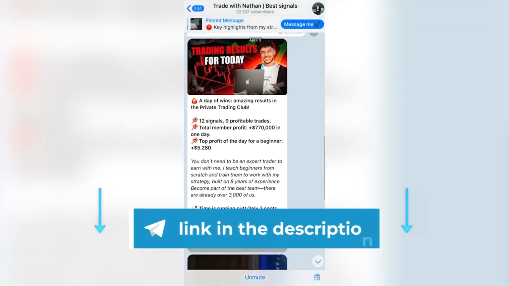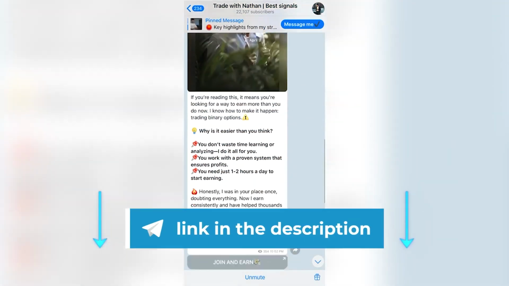You don't have to spend years learning complicated strategies. This tool can simplify the process dramatically.